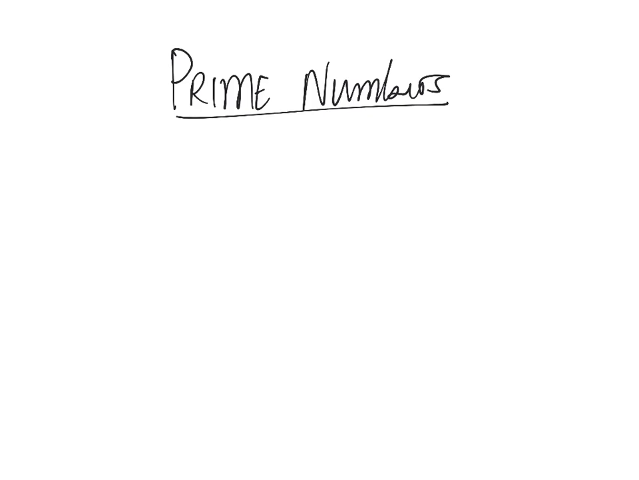So 1 is not prime and it's not composite. So 1 is left out. So we start with 2. 2 is the smallest prime number. This is very important because 2 is an even number, right? And it's the only even number that is a prime number.